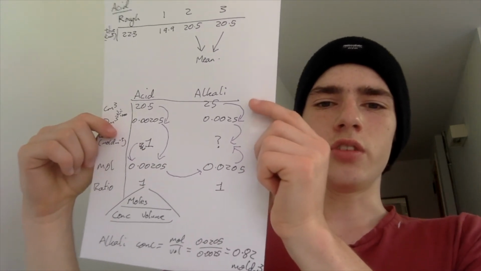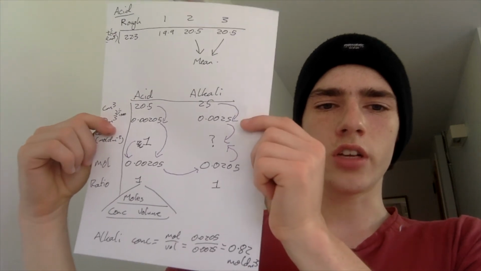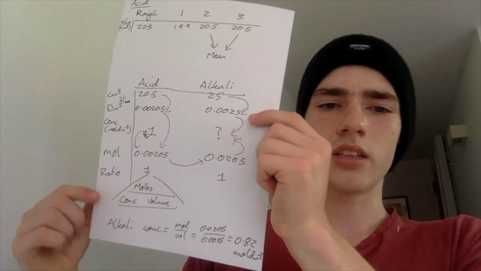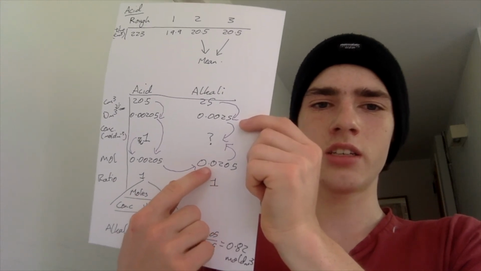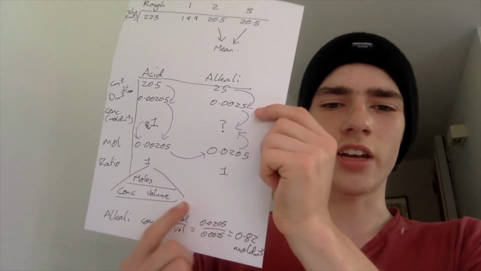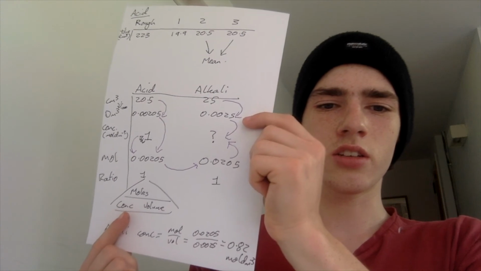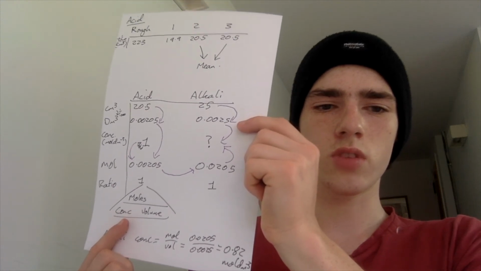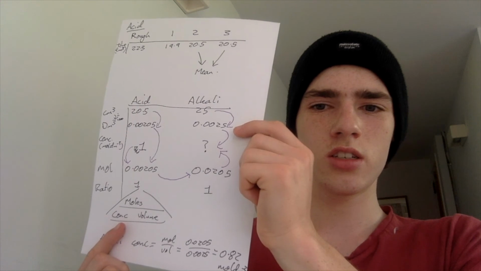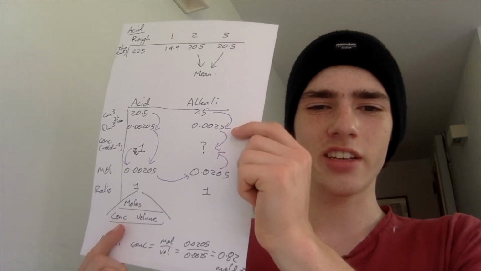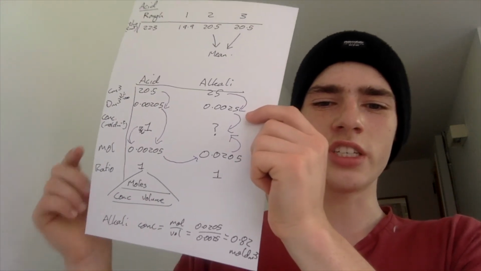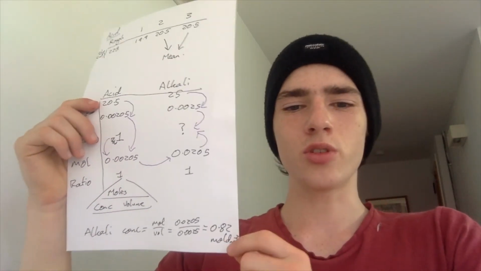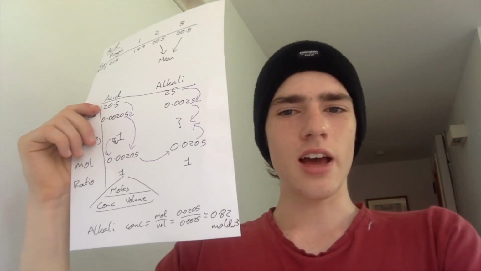Then you can use the volume and the moles that you've extrapolated of the alkali to find out the concentration of the alkali, which in this case is 0.82 moles per decimeter cubed, and then you figured it out. You've done maths. Well done. You should be proud of yourself. Pat yourself on the back.